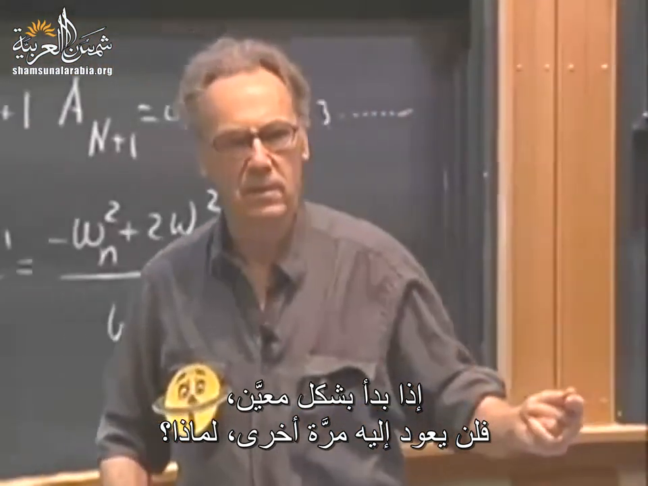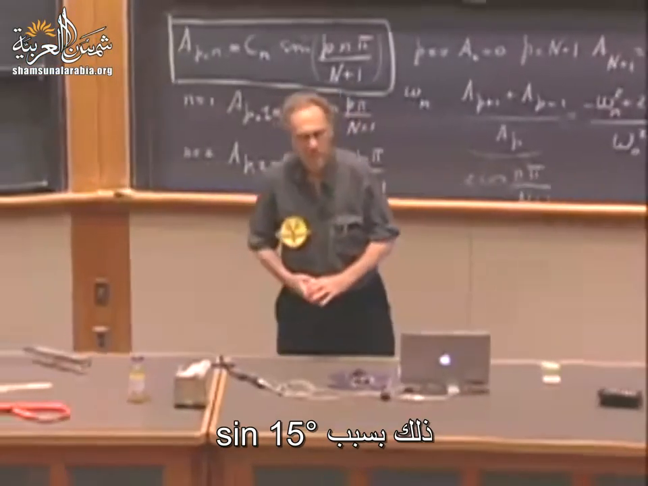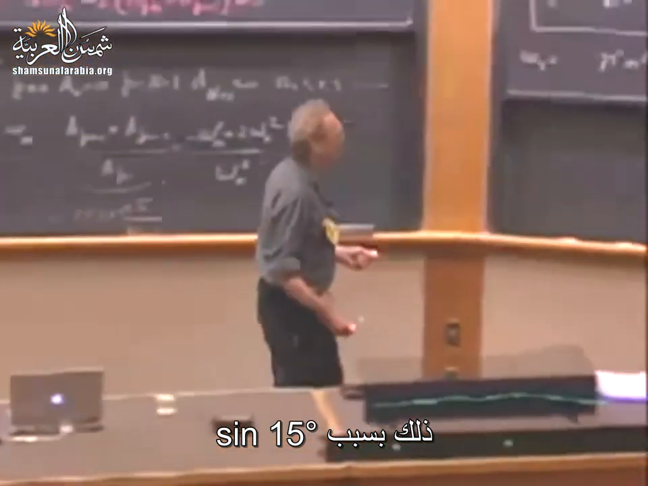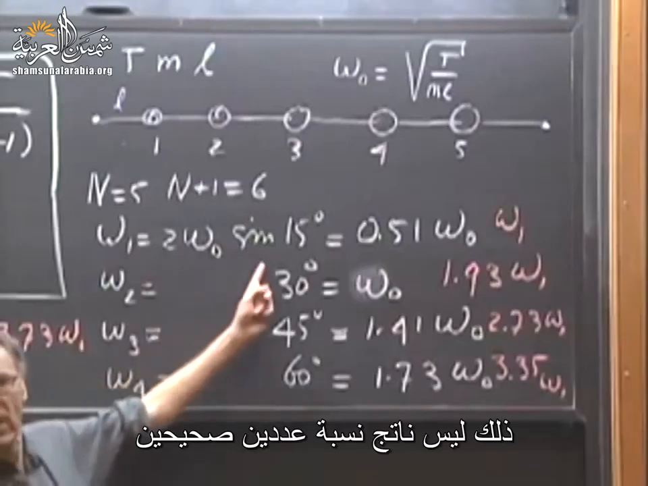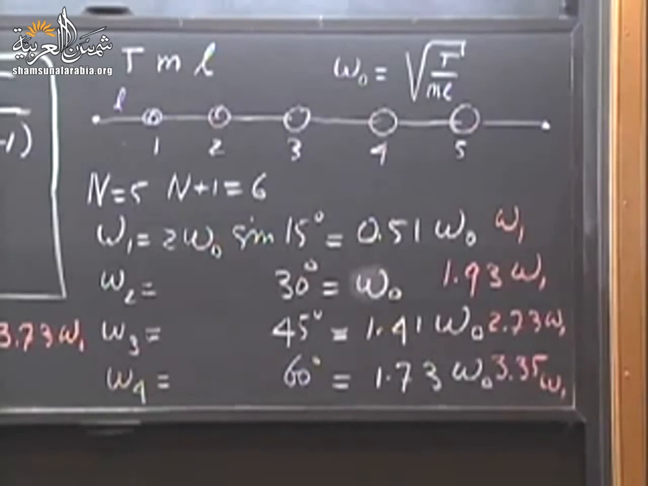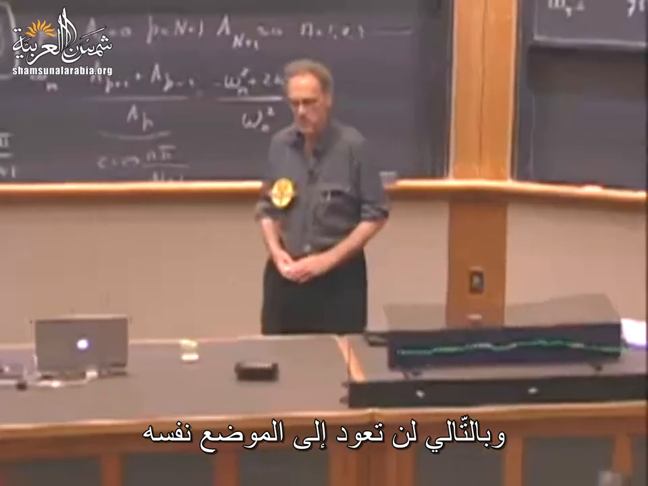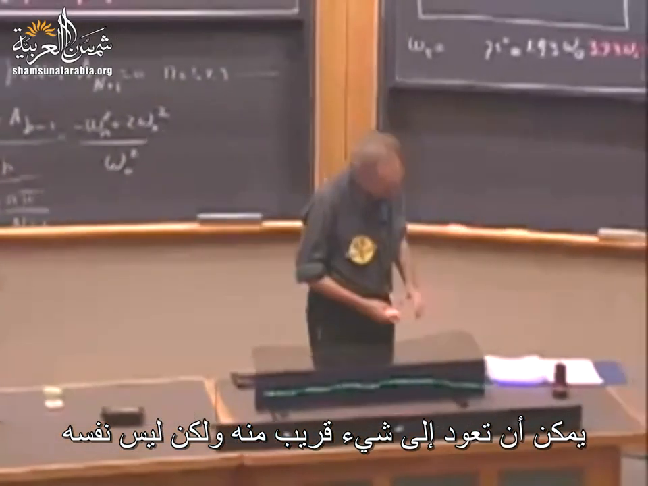Why is that? Yeah? It's a rational and irrational number. Yeah. It's right that the sine of 15 degrees is the killer. That is not the ratio of 2 integers, and therefore you will never get it back to the same position. Maybe approximately, but you never get it back.